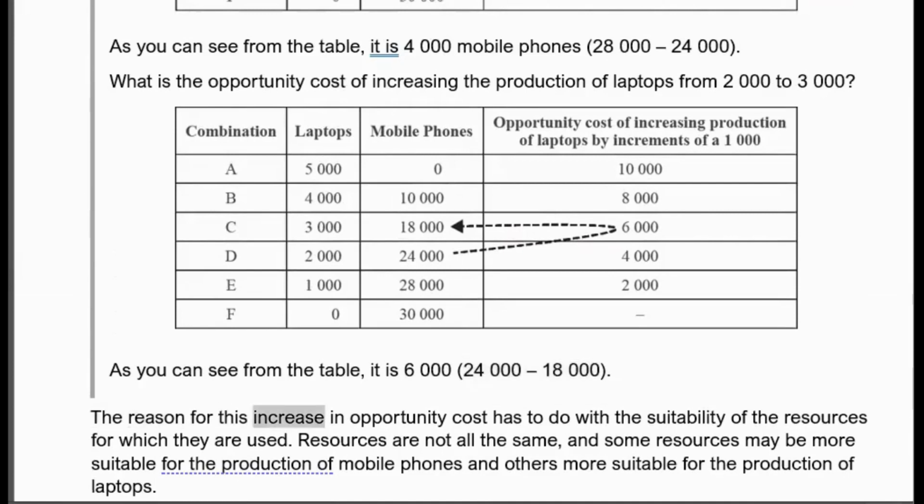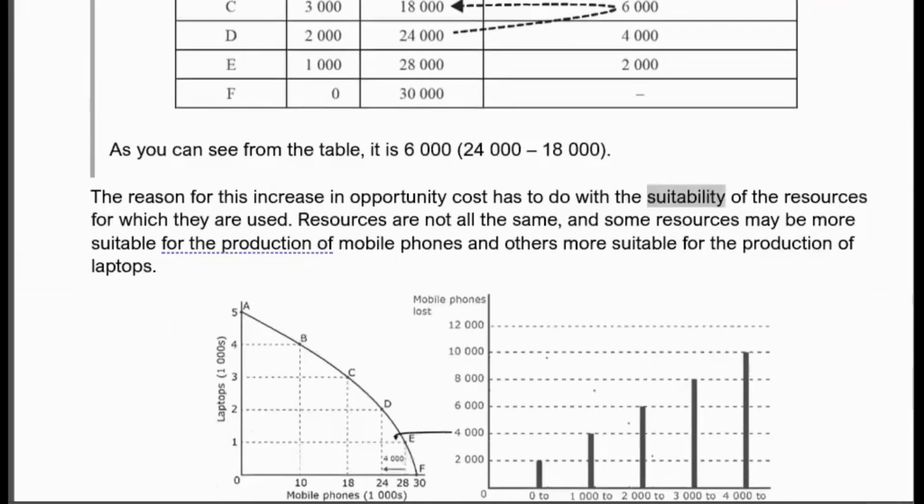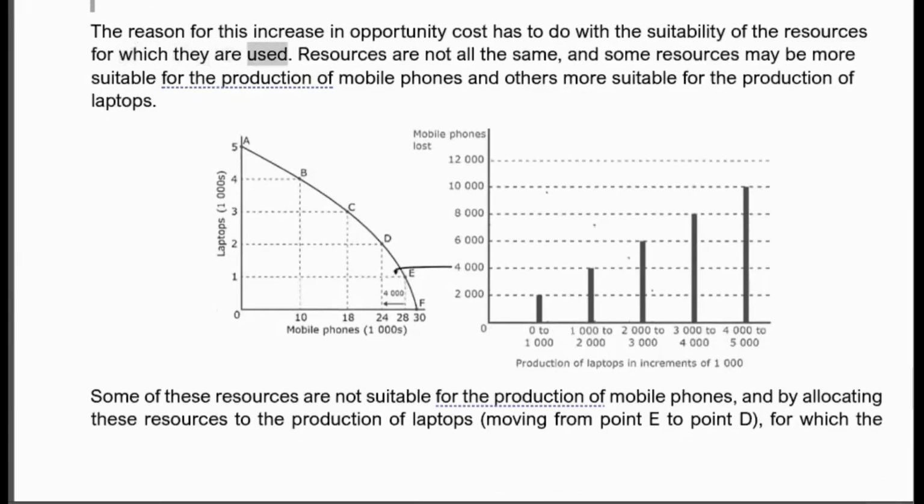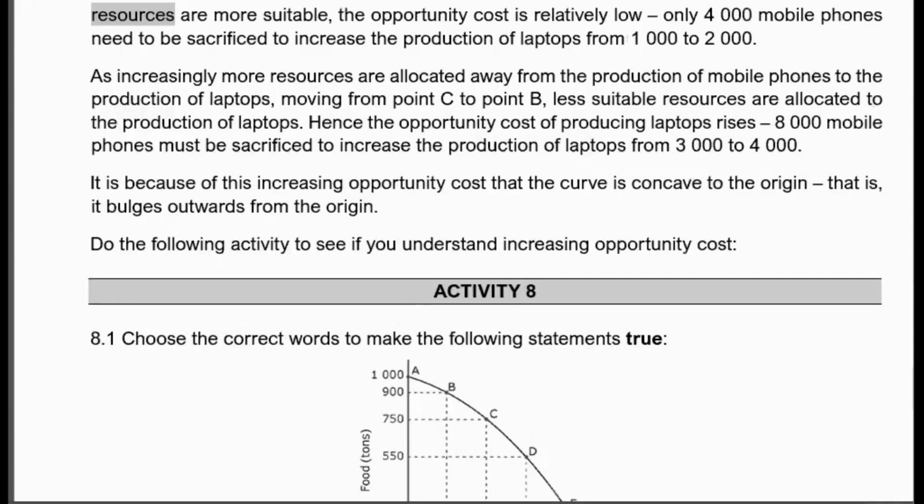The reason for this increase in opportunity cost has to do with the suitability of the resources for which they are used. Resources are not all the same, and some resources may be more suitable for the production of mobile phones and others more suitable for the production of laptops. Some of these resources are not suitable for the production of mobile phones, and by allocating these resources to the production of laptops, moving from point E to point D, for which the resources are more suitable, the opportunity cost is relatively low. Only 4,000 mobile phones need to be sacrificed to increase the production of laptops from 1,000 to 2,000.